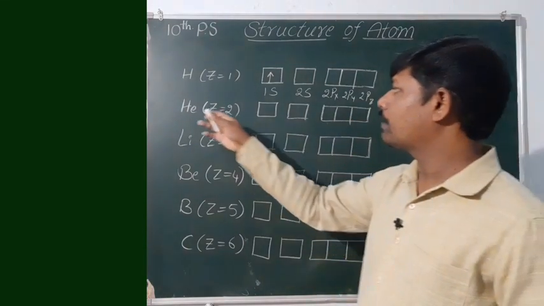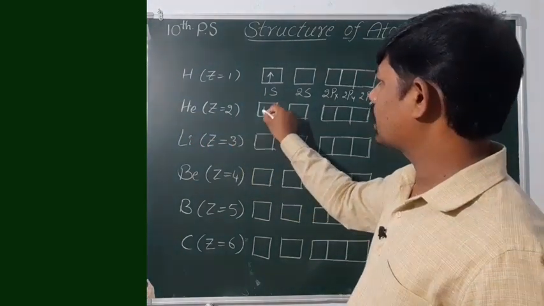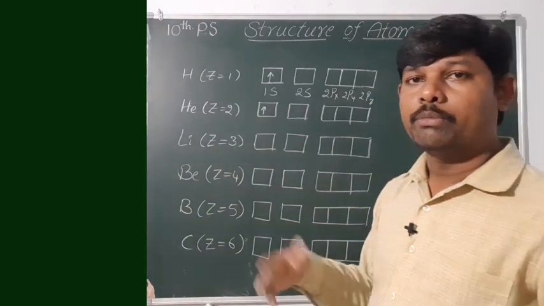Now observe the electronic configuration of helium, Z is equal to 2. So first electron in the first 1s orbital, and what about the second electron?